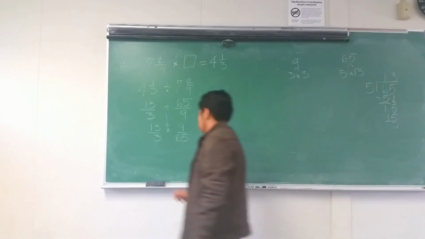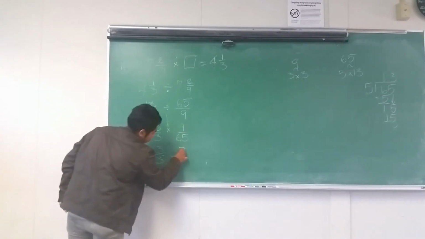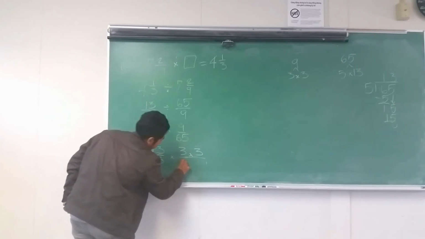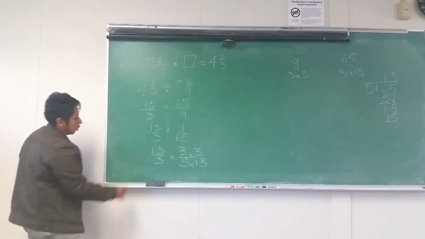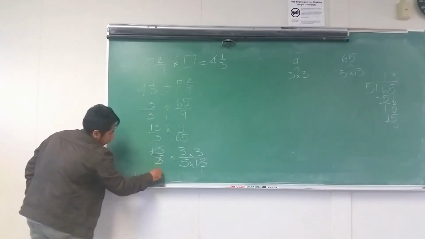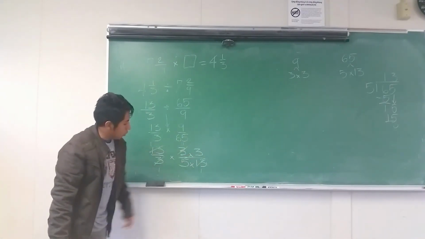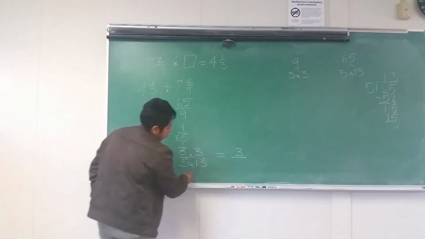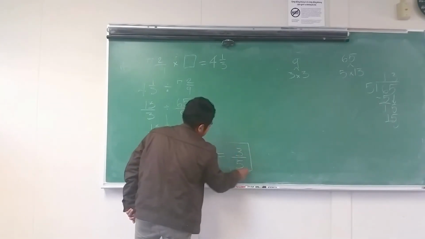So let's rewrite this. 13 over 3 times 3 over 5 times 13. Let's see what we can cancel. I have a 13 here and I have a 13 here. I have a 3 here and I have a 3 here. What I'm left with on top is 1 times 1 times 3, which is 3, over 1 times 5 times 1, which is 5. Therefore, your missing multiplier is 3/5.